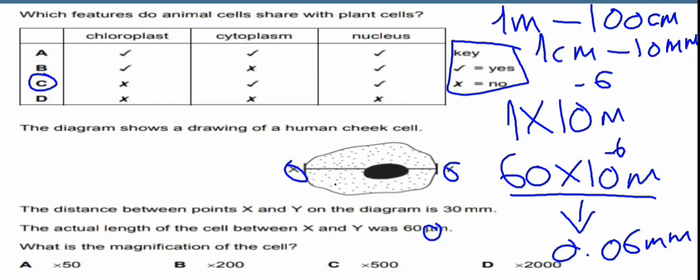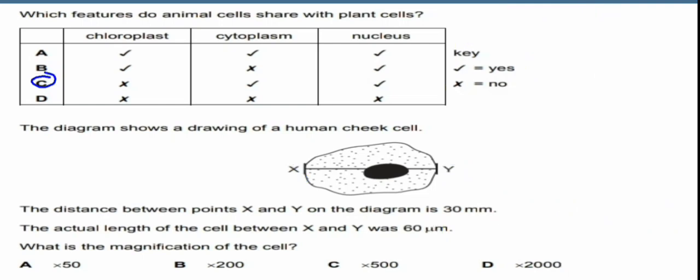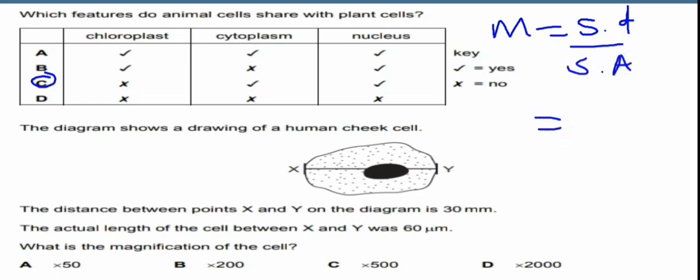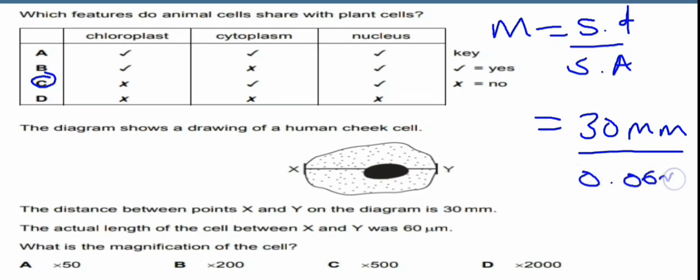So let's try to find the magnification. Magnification is given by the size of the drawing divided by the size of the actual cell. The size of the drawing here we have been given, which is 30 millimeters, divided by the size of the actual cell, which is 0.06 millimeters.